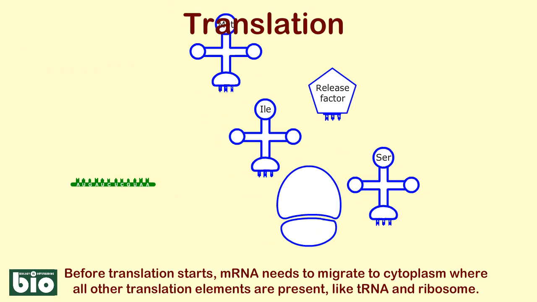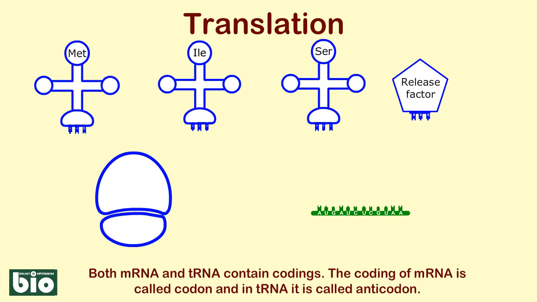Both mRNA and tRNA are made of nucleotides, which act like codes and are complementary. mRNA codes are called codon, and tRNA codes are called anticodon. The matching of codon and anticodon is essential for translation and protein production.